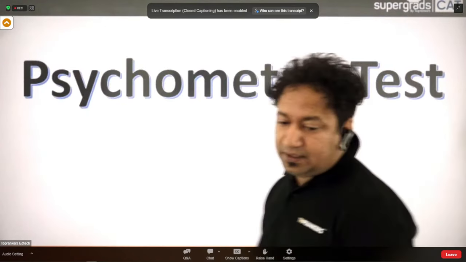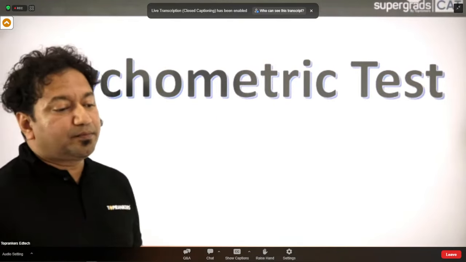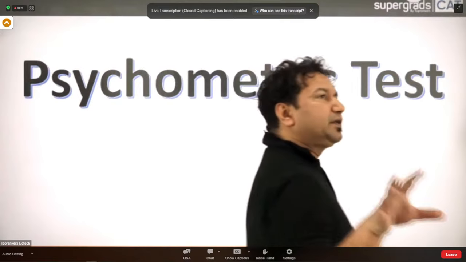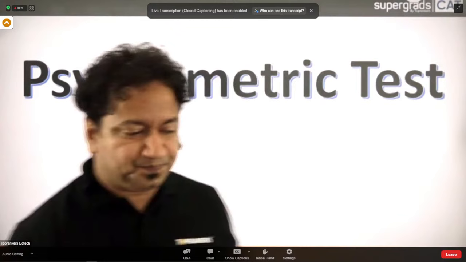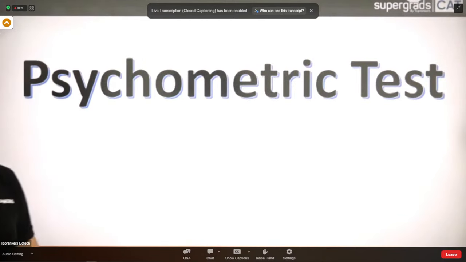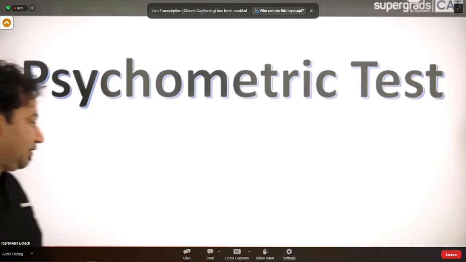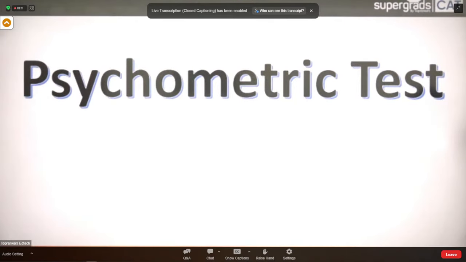Now comes the psychometric test. So MICAT never gives their question paper. Never. But I've tried to get a few questions which look similar to that. And once you solve all these questions, you'll automatically come to know what kind of test they are going to conduct, and what is expected from you guys.